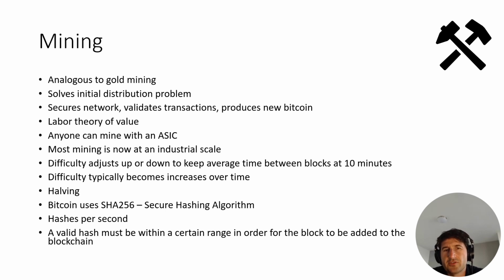Again, every 4 years there's something called the halving, in which case the amount of Bitcoin being issued is cut in half. So Bitcoin uses a hashing algorithm that was already developed and well tested called SHA-256. And you measure the mining power of the network as well as your own individual miner in something called hashes per second. So a valid hash has to be within a certain range for the block to be added to the blockchain.